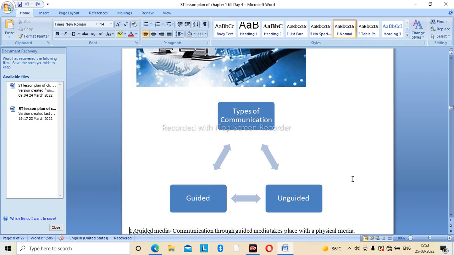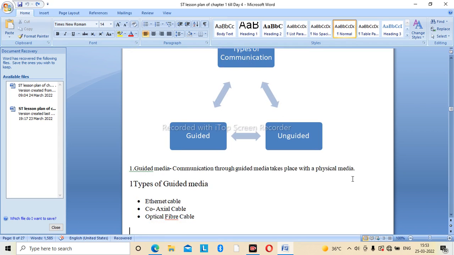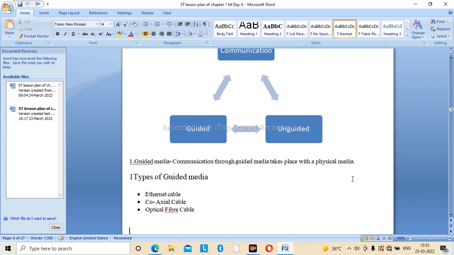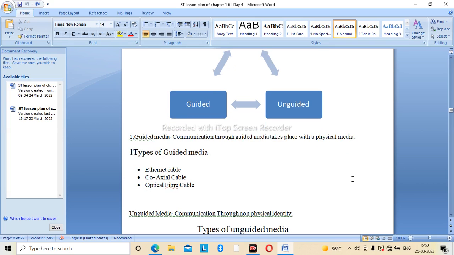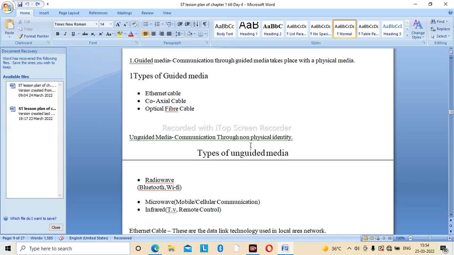Now we have the term: what are the types of communication. We have two types of communication: guided media and unguided media. Guided media means communication takes place through physical media. Guided media में we have Ethernet cable. We have different types of cable: Ethernet cable, coaxial cable, and optical fiber cable. In guided media we will study about the types of cables only. That we have three types of cables: Ethernet cable, coaxial cable, and optical fiber cable. In unguided media, communication takes place through a non-physical entity.